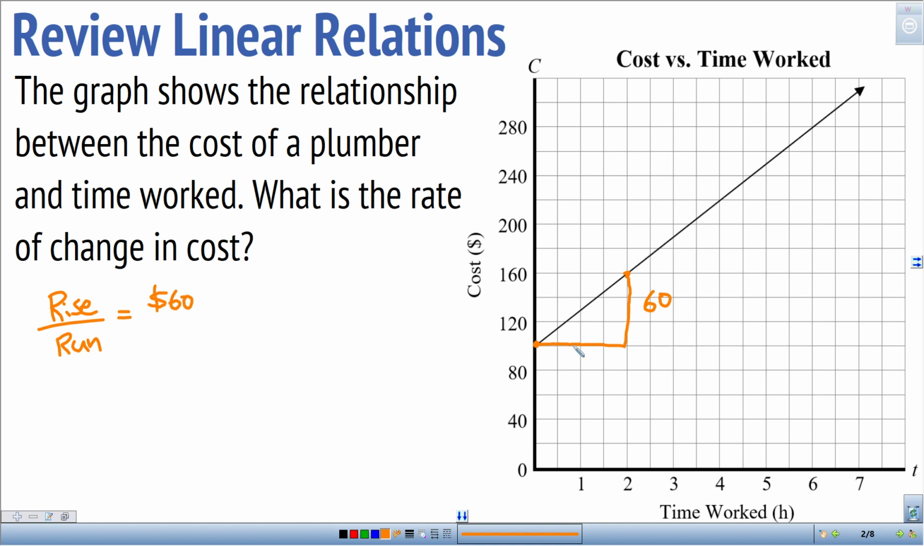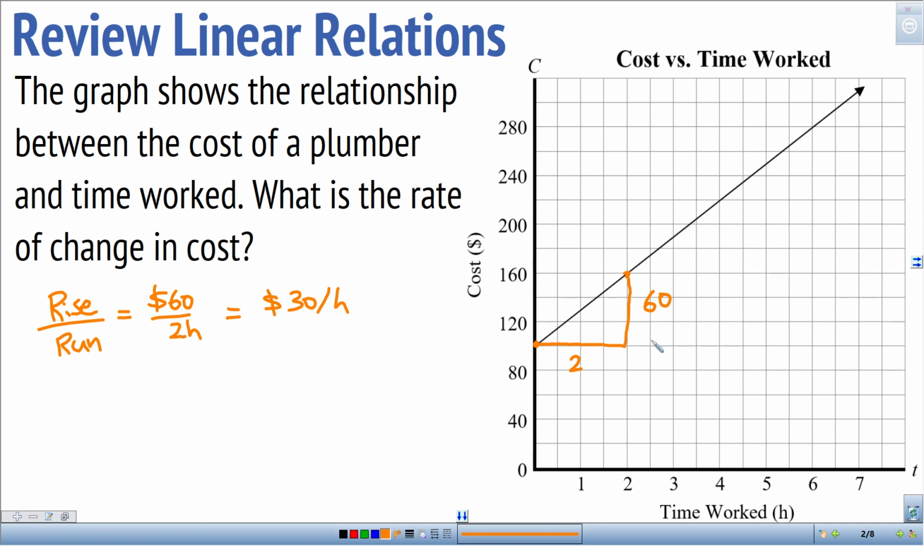Now the run here is 2 hours because this is at 0 and then now it's at 2 hours. So that length is 2. So I'm going to divide it by 2 hours. So if I divide it, I get $30 per hour. Okay, so that's how we can find rate of change in cost, and that's one way.